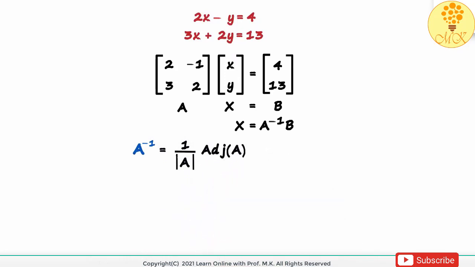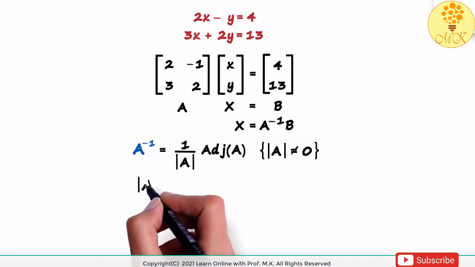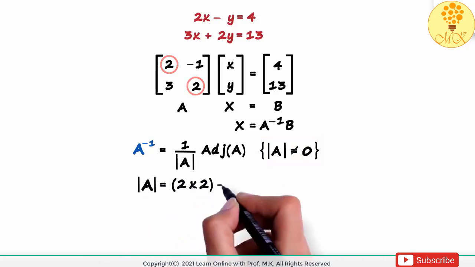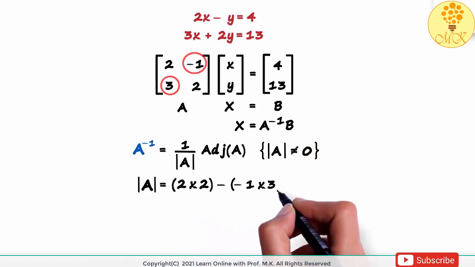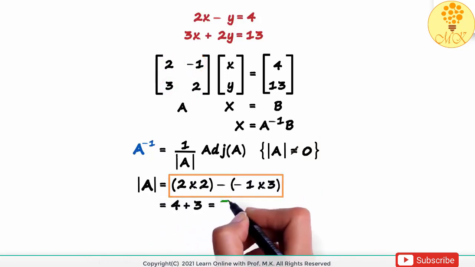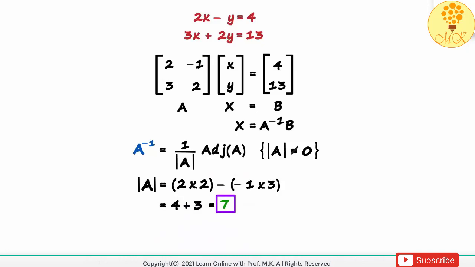And there was a condition which said that the determinant of A should not be equal to 0. So let's find the determinant of A first. It will equal 2 times 2 minus negative 1 multiplied by 3. That will equal 4 plus 3, which equals 7. As it's non-zero, the inverse of the matrix will exist.